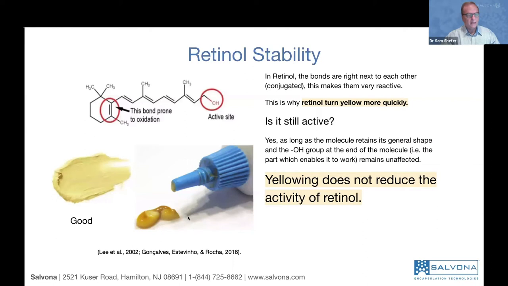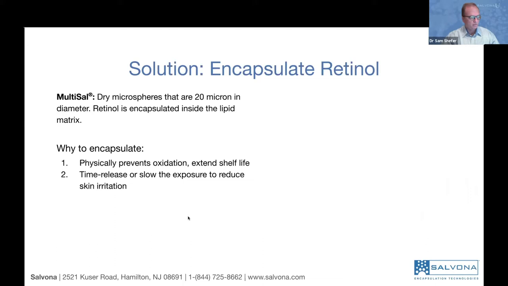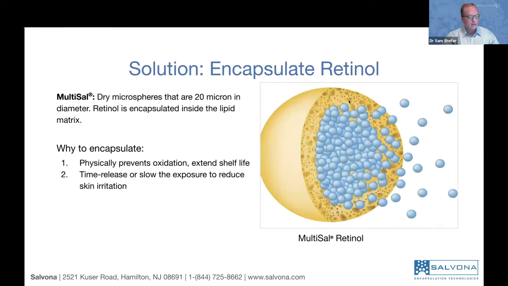By using it by itself, we have problems because it's irritating the skin and the product itself can easily get oxidized. So now we can talk, what is the solution? So the solution is encapsulated retinol, and the product that we are offering is called Multisal. Multisal is based on dry capsules. This is the Multisal structure with encapsulated retinol inside. So this structure protects the retinol from oxidation because of the thick wall, and because the retinol is again re-encapsulated in the small, tiny beads.